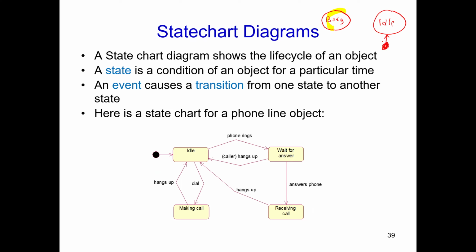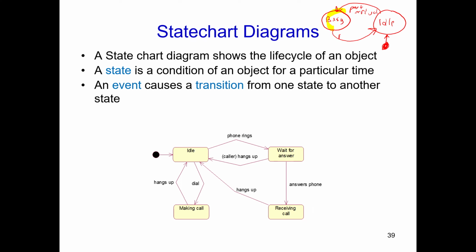You start idle. And then something needs to happen for you to move from here to here. Okay, so let's say a part arrived to the machine. You have to process it. So you can have part arrival. That will make the machine go to the next state. And then part completed, go back to idle, right?